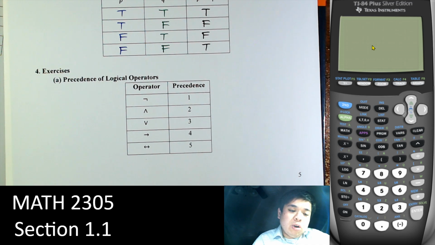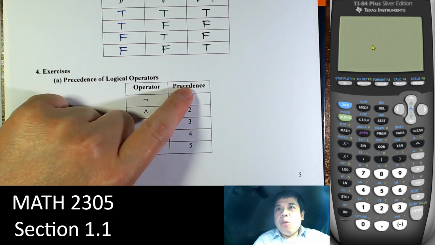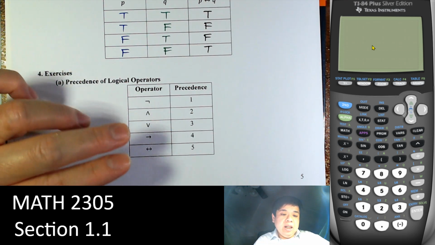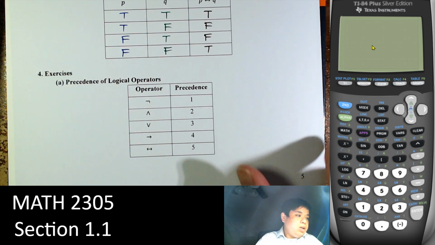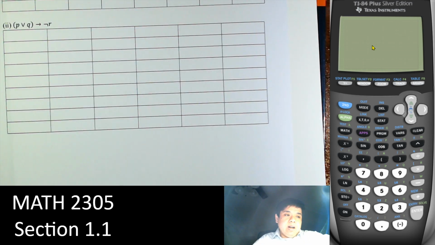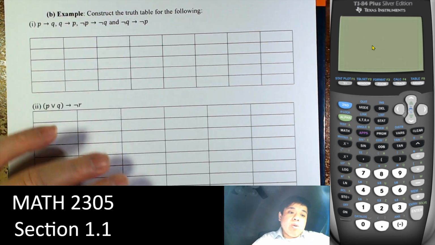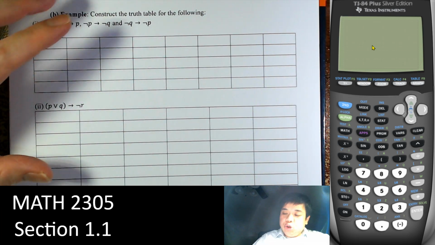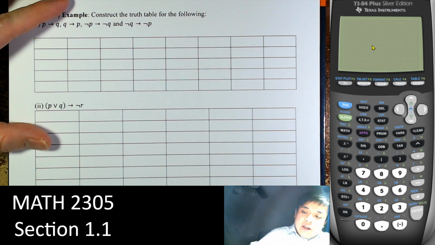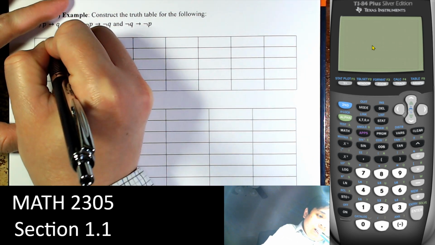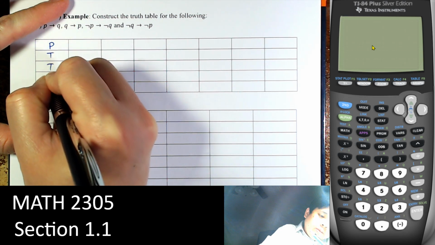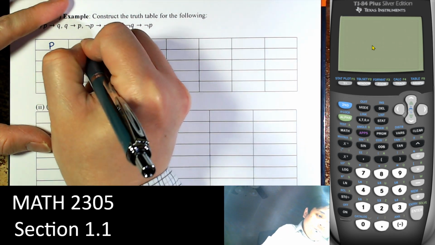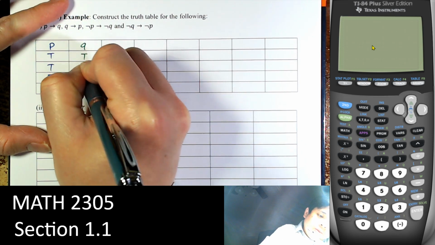Next, precedence of logical operators. Like all operations, we follow this order: negation first, conjunction, disjunction, and then the conditional or biconditional. Right. Now we go to this exercise. Construct the following table, the truth values for all of this. Right. This will be fun. So let's start with this statement P. True, true, false, false, and Q. True, false, true, false.